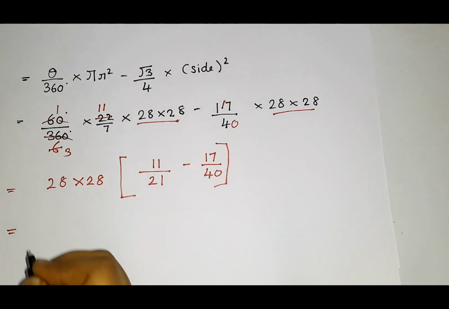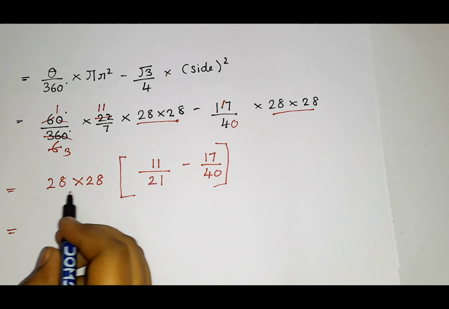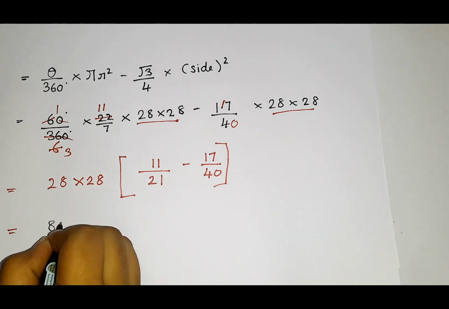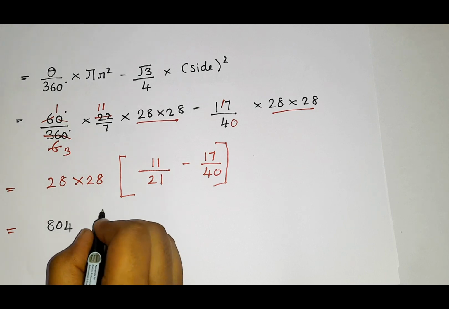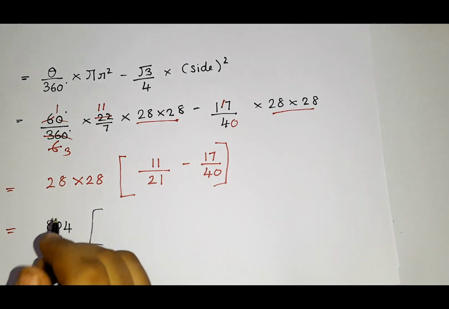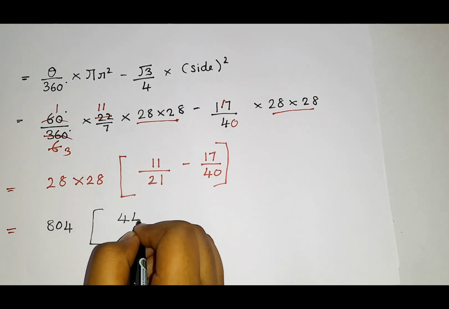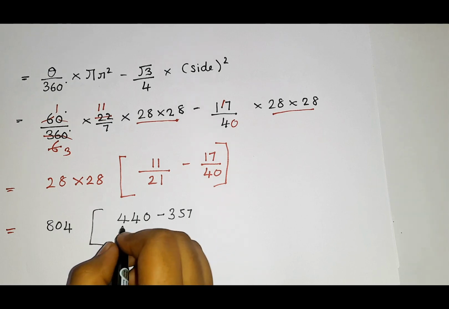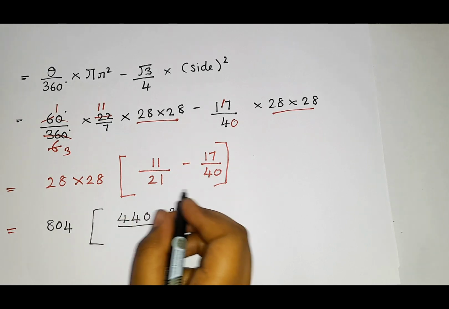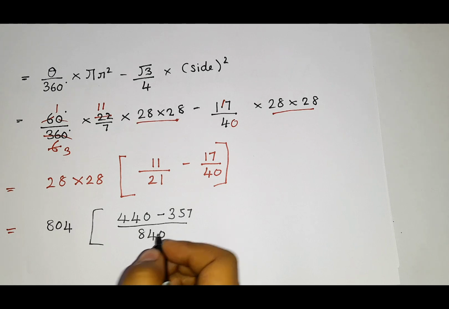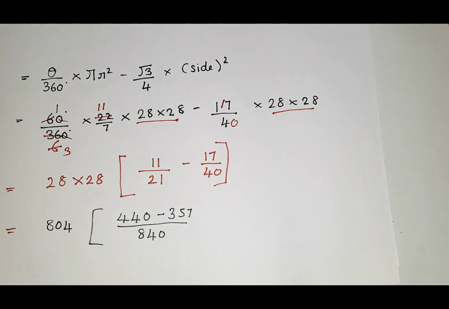Okay guys, so now let us write is equal to 28 into 28 is 804, and then bracket. So here let us take LCM. When we take LCM, we get 440 minus 357 divided by 840.